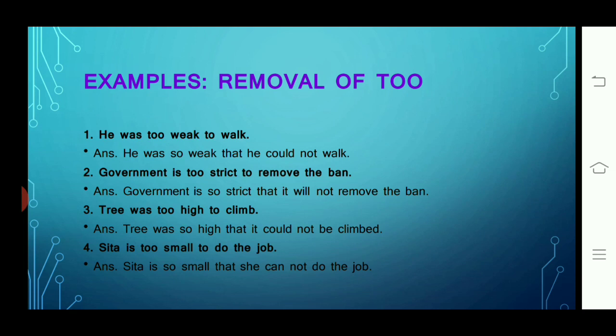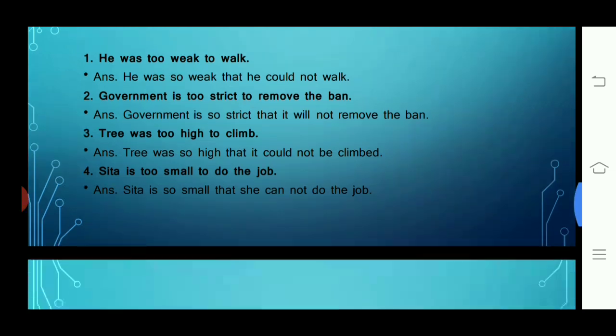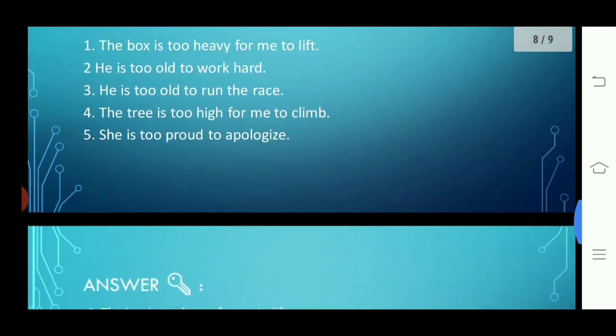Tree was too high to climb. So here again past form is there. Tree was so high that it could not be climbed. We can change it in another way also, like tree was so high that one cannot climb it. This way also we can change it. Sita is too small to do the job. Sita is so small that she cannot do the job. Now let's take another slide.